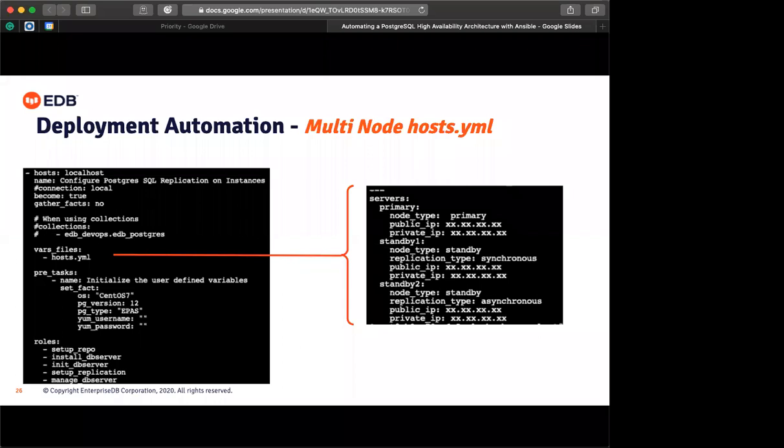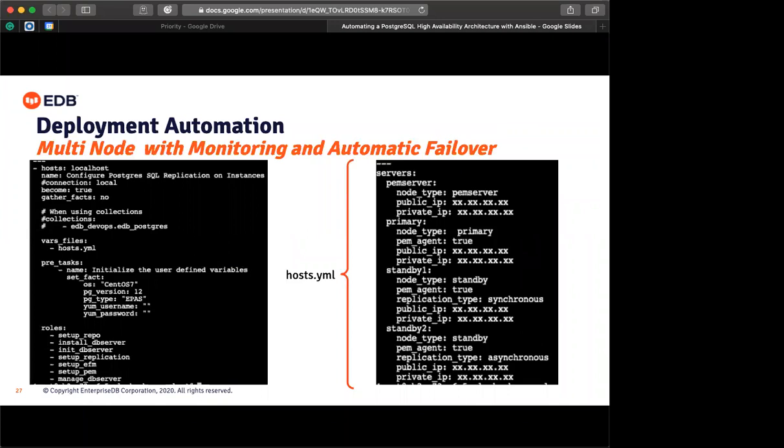But in case you want to deploy a full-fledged architecture with monitoring and automatic failover, you can simply change your host.yml file and mention that PAM agent equals true, and it will automatically go and deploy every component which can make your system highly available.